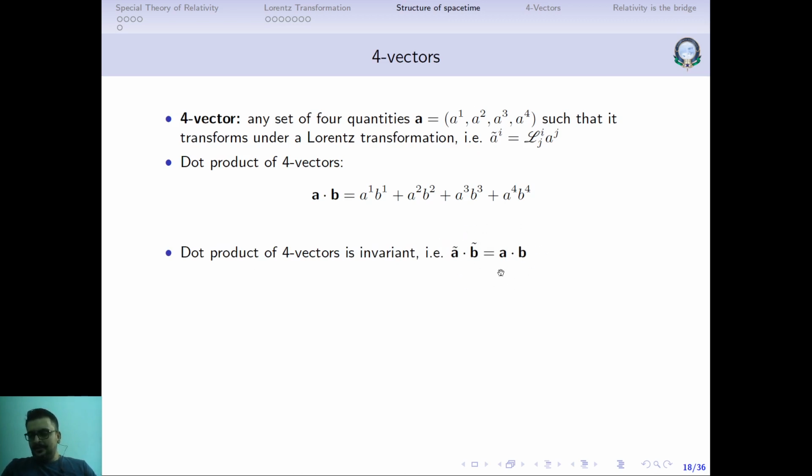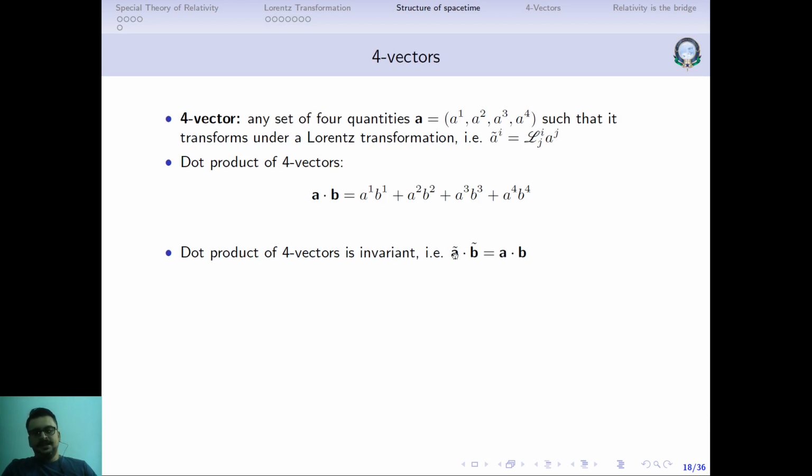You could try this out. It's very straightforward. All you have to do is expand them. Say you take a tilde dot b tilde, and expand it using this expression for the dot product of four vectors. So it will be a1 tilde b1 tilde plus a2 tilde b2 tilde plus a3 tilde b3 tilde plus a4 tilde b4 tilde. Then you substitute for all of these using the Lorentz transformation equation, simplify, and you will be left with a1 b1 plus a2 b2 plus a3 b3 plus a4 b4. So that is simply a dot b.